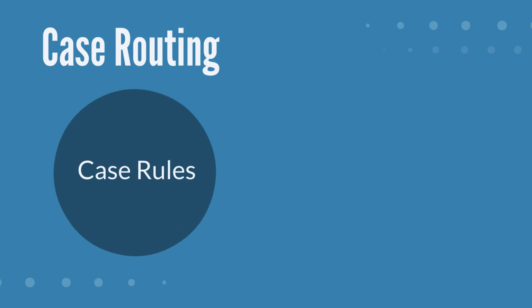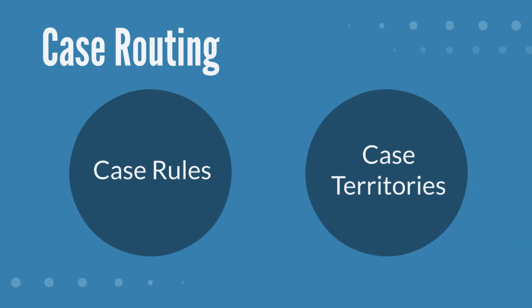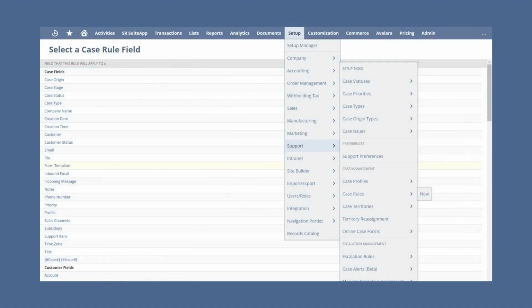Let's take a look at case routing, the process through which new cases that enter your system are assigned to support reps. To set up case routing, you need case rules and case territories. First, you will need to create case rules. To create a new case rule, log in as the administrator and navigate to Setup, Support, Case Management, Case Rules, New. On this page, choose a field to base this rule on.